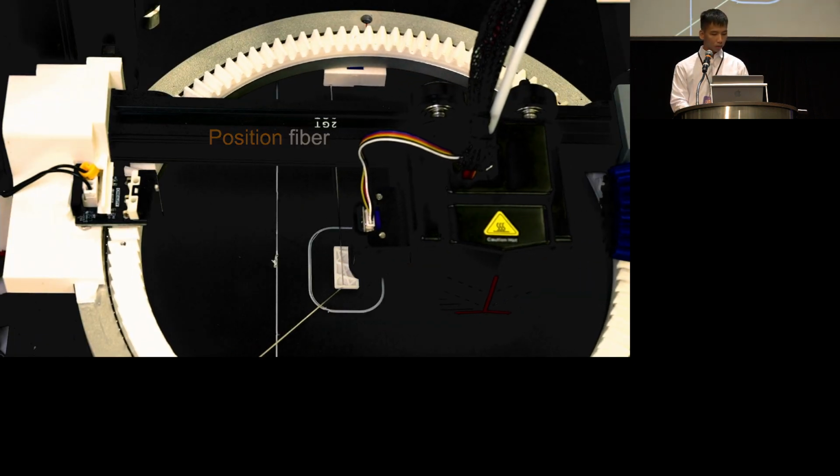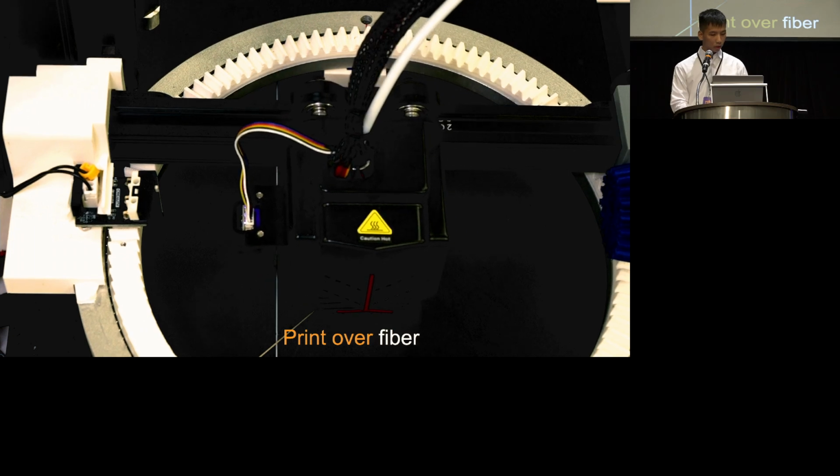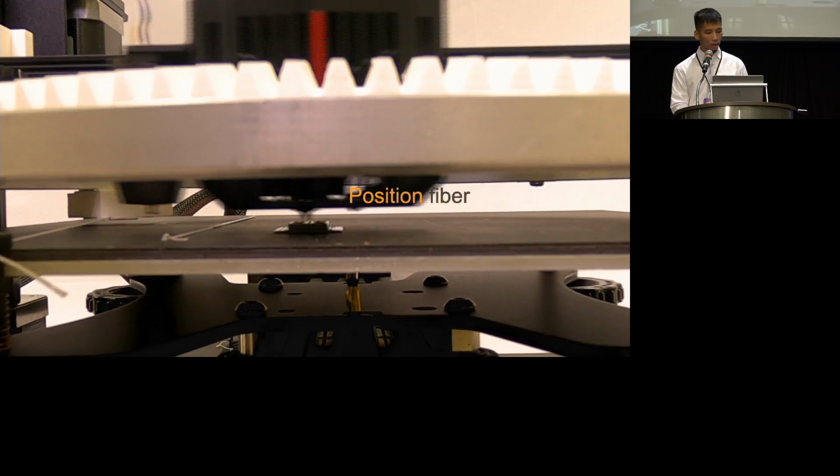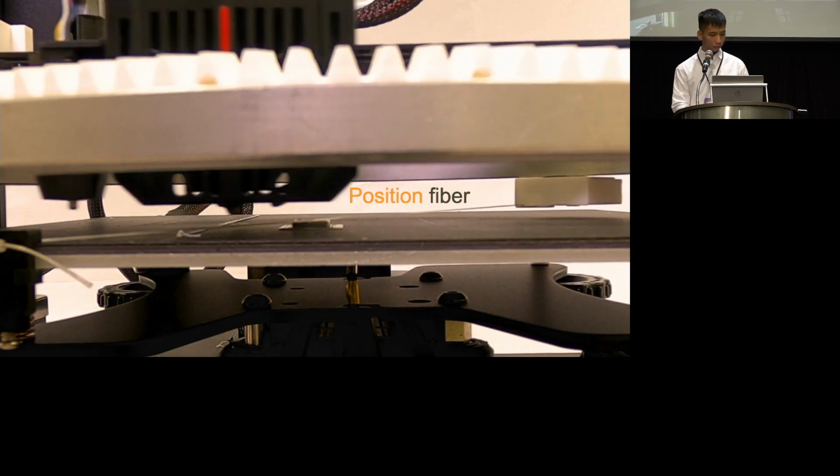As the video shows here, we rotate the ring to position the fiber at the right location and print over to fix the fiber. And let's have a closer look from the side view.